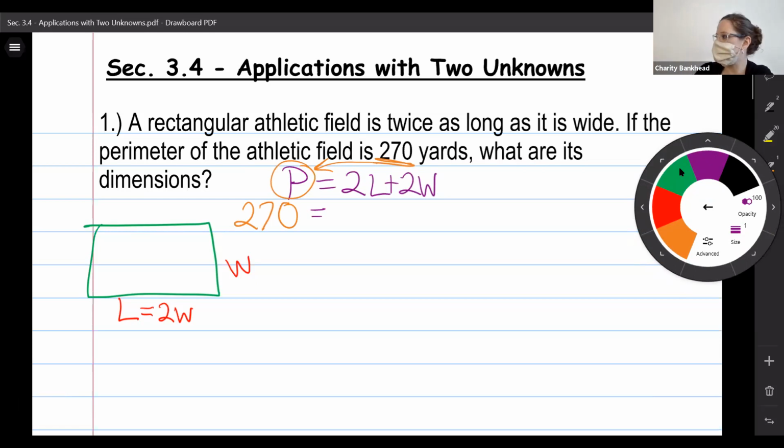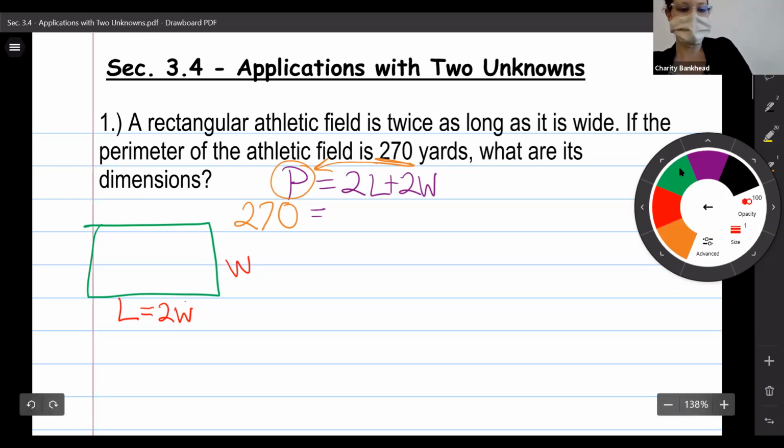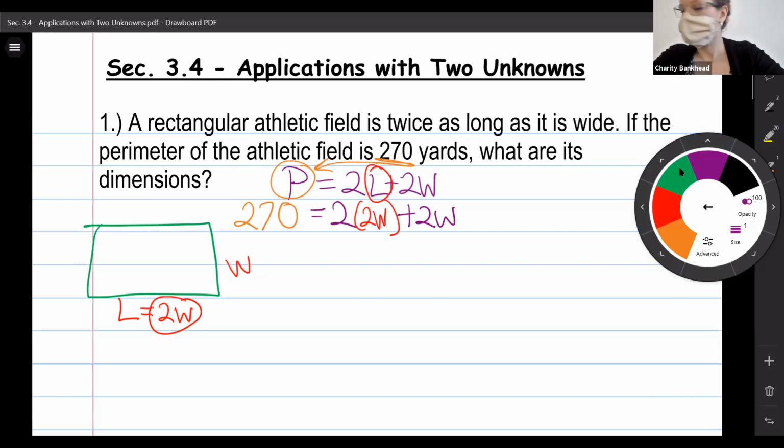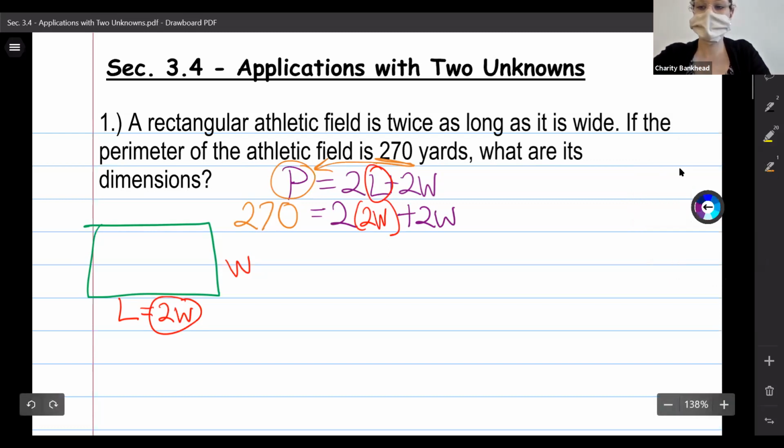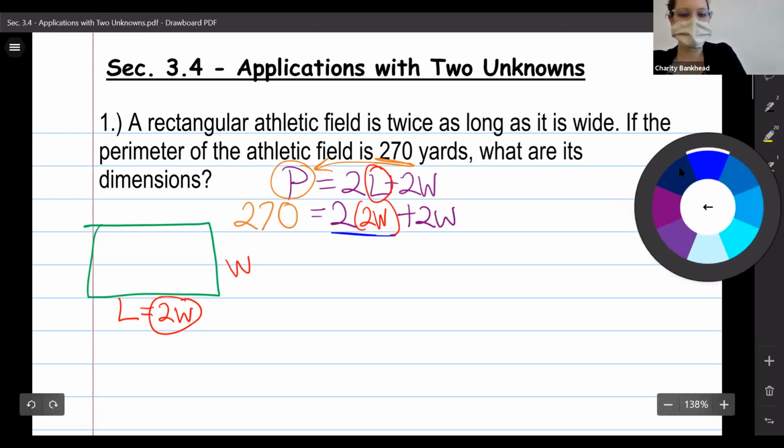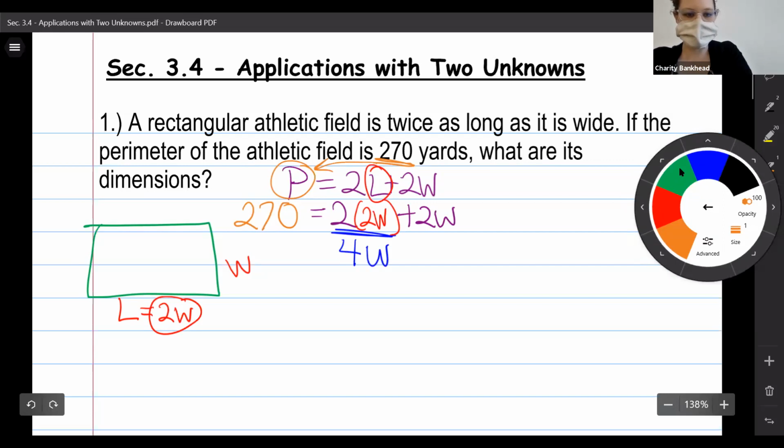All right, and so in order to solve this equation, we need to only have one variable in it. And in this case, that variable is going to be W. So we know that L is equal to 2W, so we're going to plug in 2W in place of L. So it's going to be 2 times 2W. And then bring down the plus 2W. And then 2 times 2W would be 4W. And then I'm just going to bring everything else down.